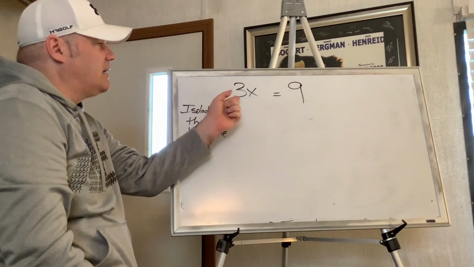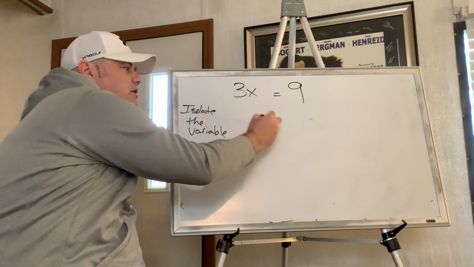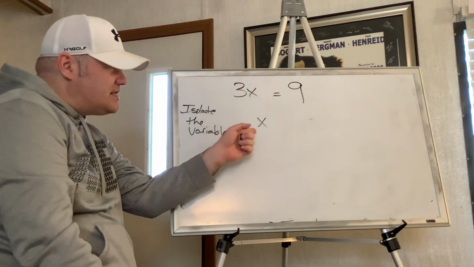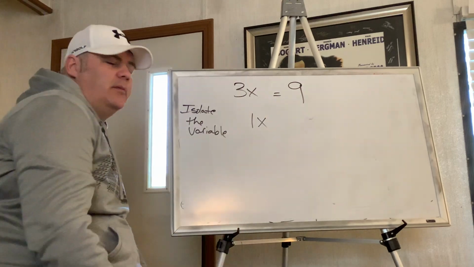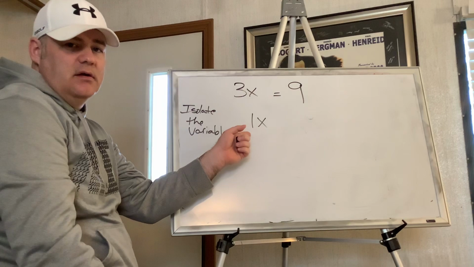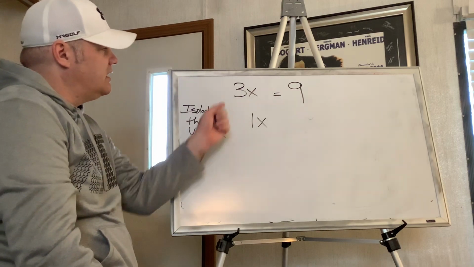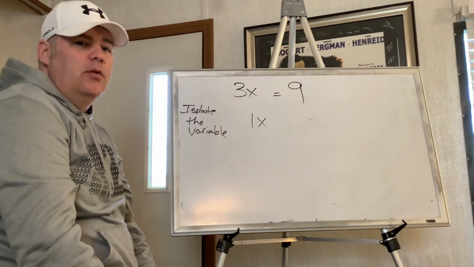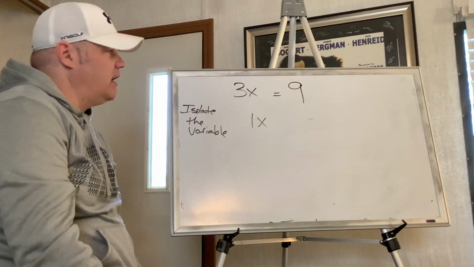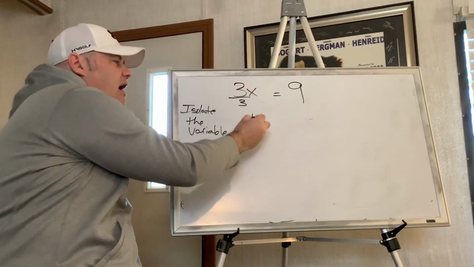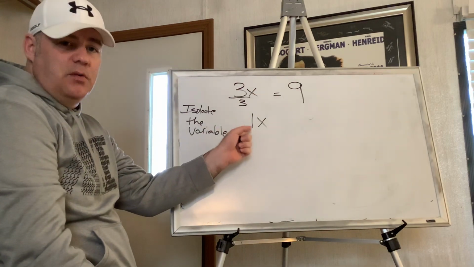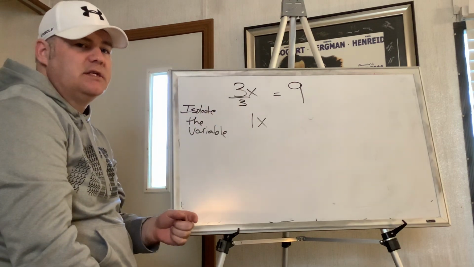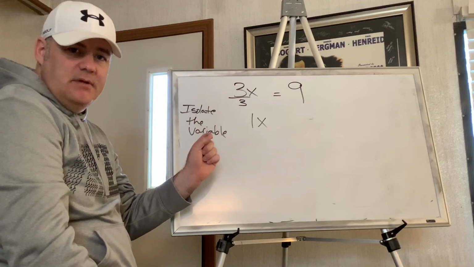We need to actually make this x, right? Our goal is to isolate the variable. We want it to just be x. Well, what is x? It's 1x. Remember, we don't write the 1x, but it's there. So to get this to be 1, not 0, we need to divide it by itself. If I divide 3 by 3, I get 1, which is 1x, which is what I want. So when it's a multiplication problem like this, we're going to divide by the same number.